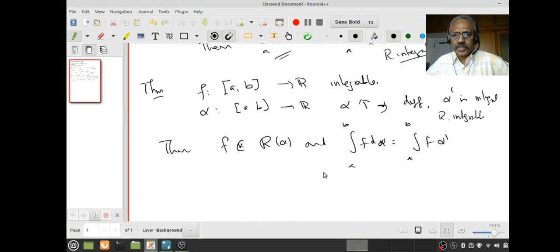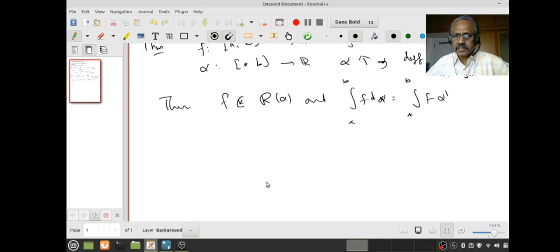So as usual, I'm going to think aloud how I got the proof. So let us answer: what is it that I want? I want to prove f is alpha integrable. If f is alpha integrable, I know this must happen. So let us call this number A. What is the number A? It is the integral of f alpha dash from a to b. This is an ordinary Riemann integral. So I want to say f is alpha integrable.